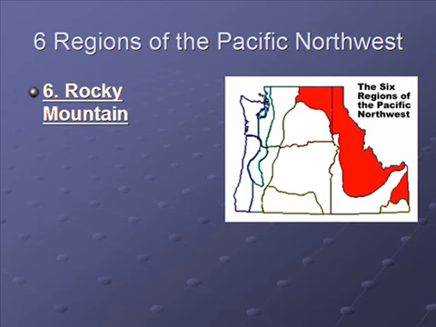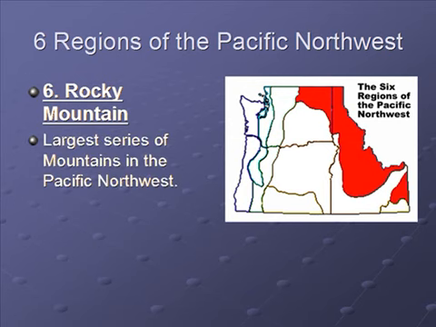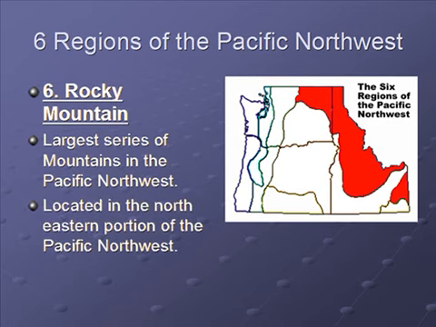The final region is the Rocky Mountains. This is the largest series of mountains in the Pacific Northwest. It is located in the northeastern portion.